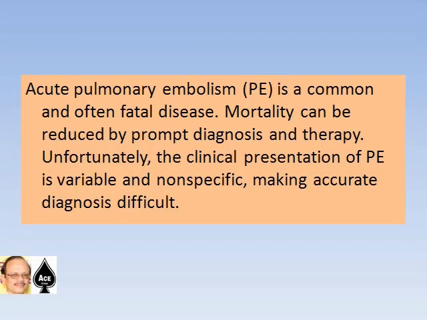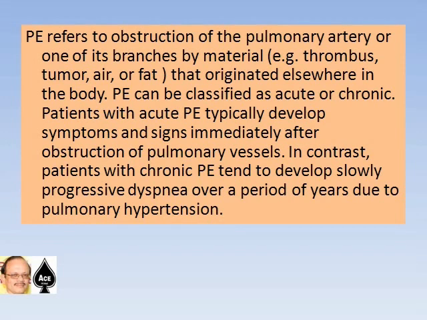Acute pulmonary embolism is a common and often fatal disease. Mortality can be reduced by prompt diagnosis and therapy. Unfortunately, the clinical presentation of pulmonary embolism is variable and nonspecific, making accurate diagnosis difficult. Pulmonary embolism refers to obstruction of the pulmonary artery or one of its branches by material like thrombus, tumor, air or fat that originated elsewhere in the body.